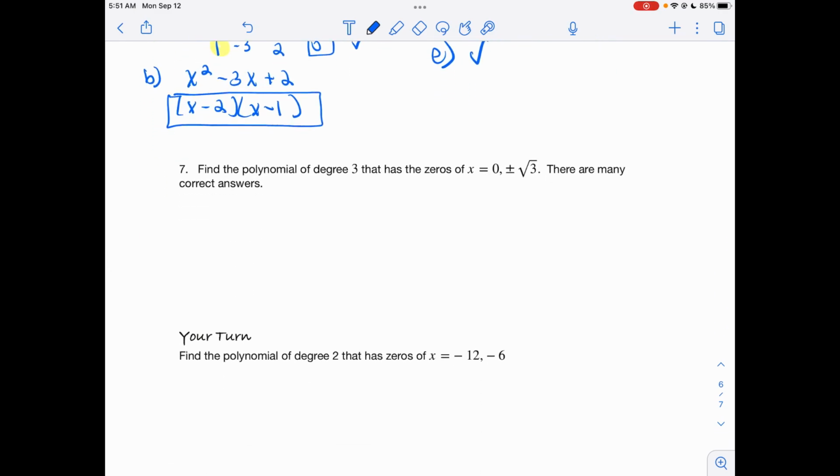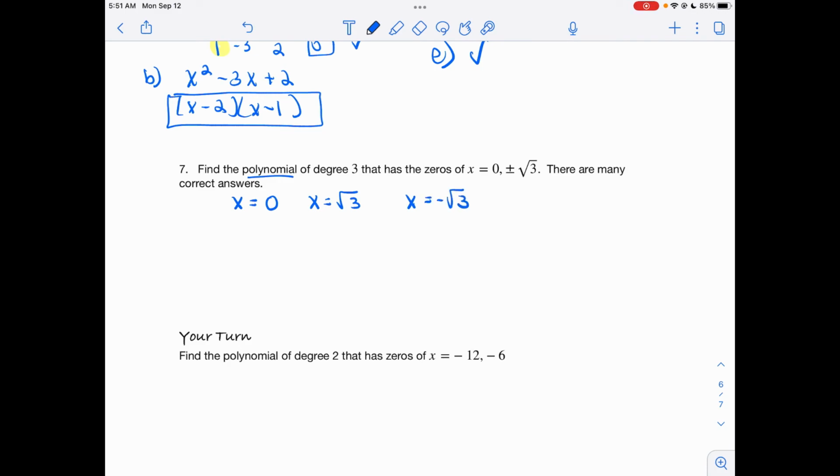Now we're going to go the other direction. So we're going to find a polynomial of degree 3 that has the following zeros: 0, positive square root of 3, and negative square root of 3. So how you find the original polynomial is you take each zero and just say x equals it. So x equals 0, x equals square root of 3, and x equals negative the square root of 3.